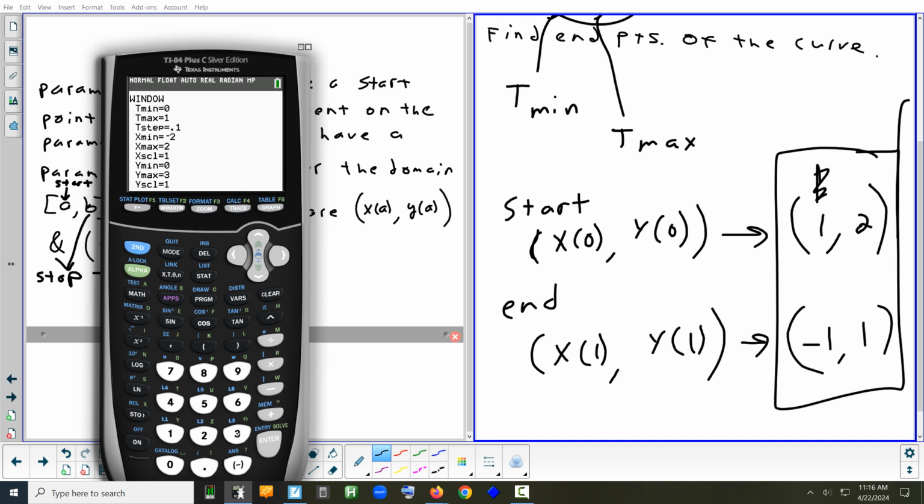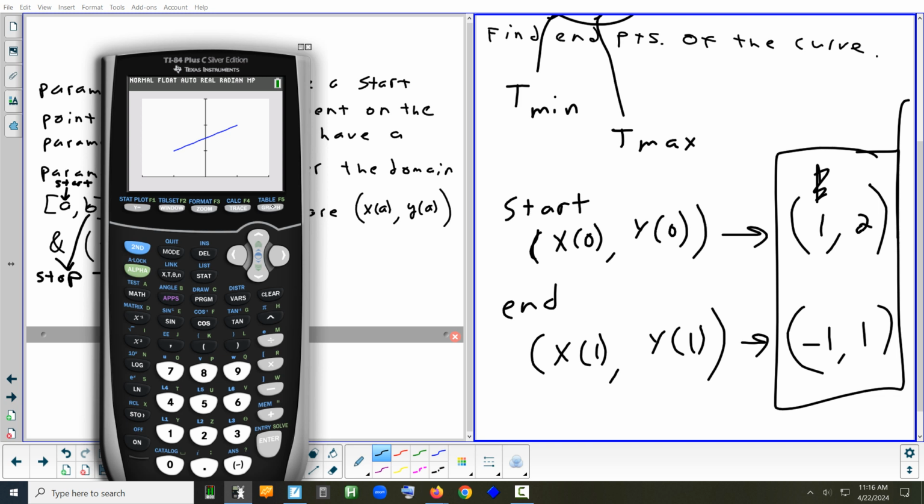If you put everything in, just like we did here, and hit graph, you should get a picture that looks just like that. So basically that's a line segment. It has a start point and a stop point, and it's perfectly straight. Okay, any question on that?